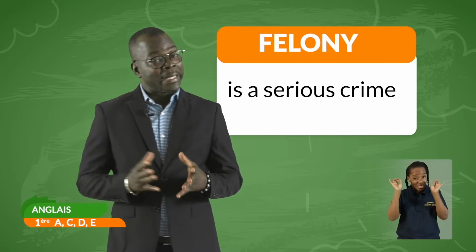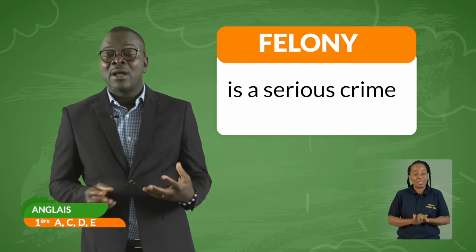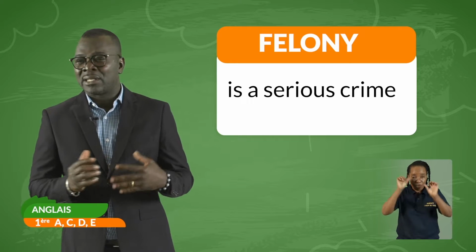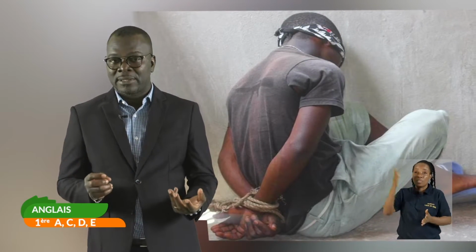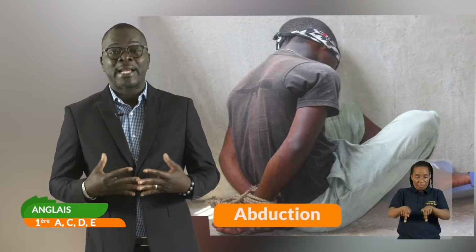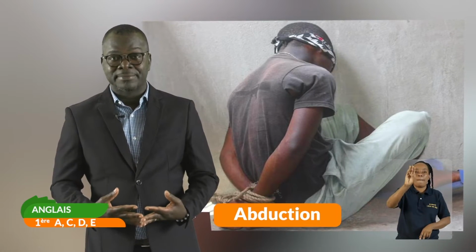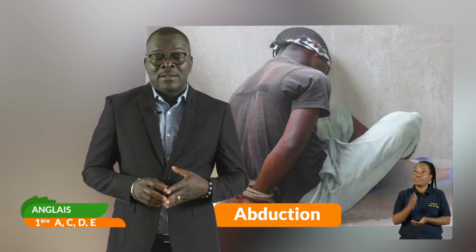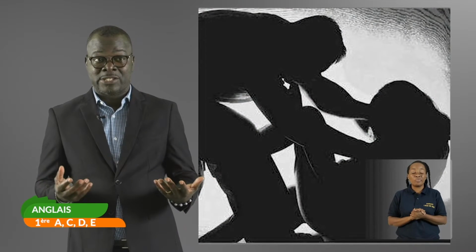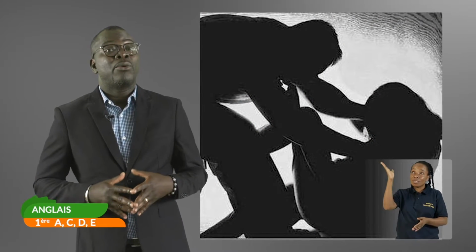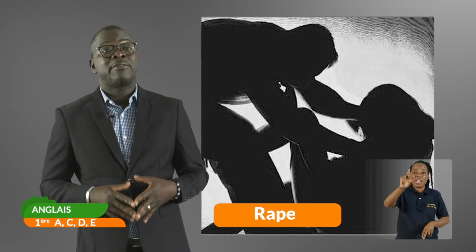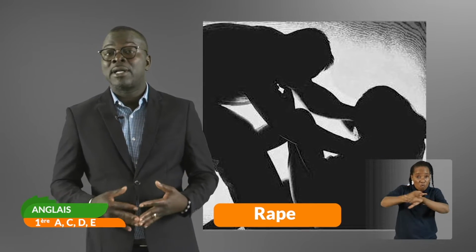Okay, now you know how a crime can be. What are the different types of crime that can exist? The first one I'm going to introduce is when a person is kidnapped. Kidnapping is called abduction. Abduction. Well, during war, sometimes girls or women are abused sexually, and this is called rape. So rape is forced sex or sexual assault.